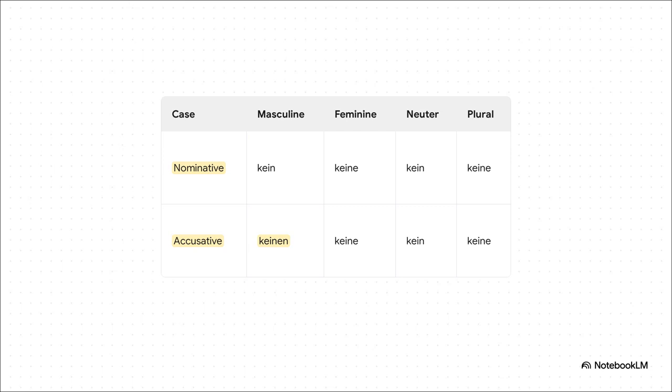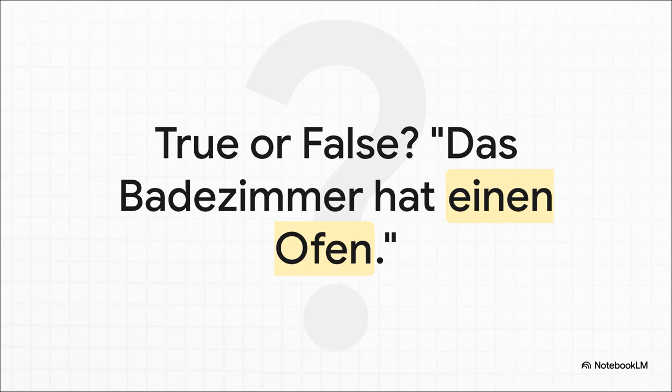And here is the best part. If you just learned the endings for the article ein, guess what? You already know the endings for kein. They are exactly the same. Which means, once again, the only change you have to focus on is for masculine nouns in the accusative case, keinen.